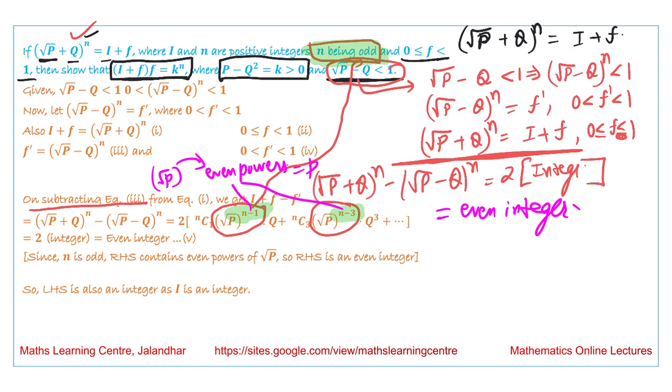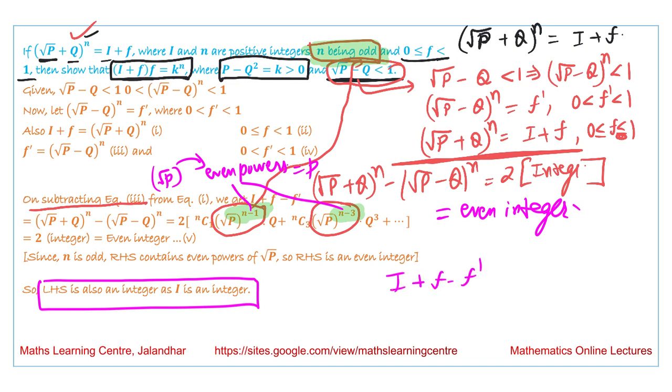So we are saying that the LHS is also an integer. So what we have obtained is that I plus f minus f dash is also an integer. The value that we have calculated over here is also an integer.